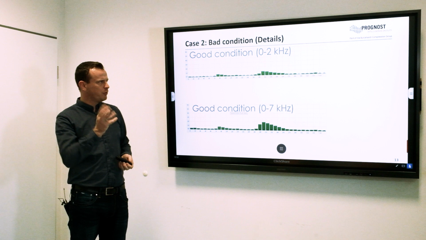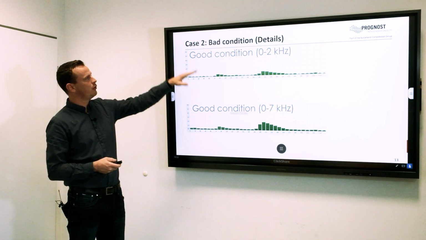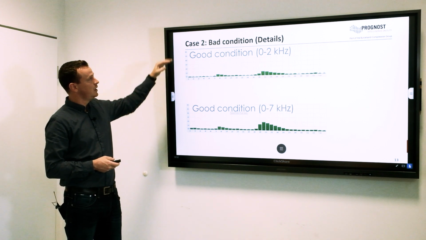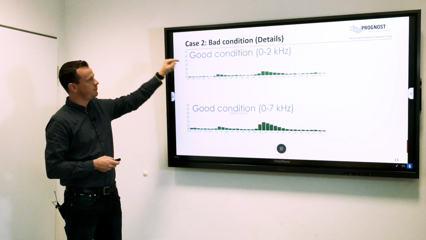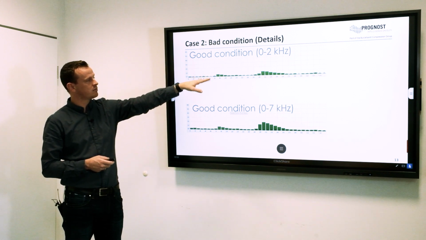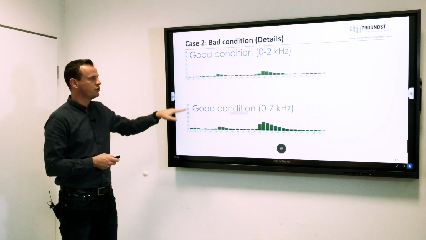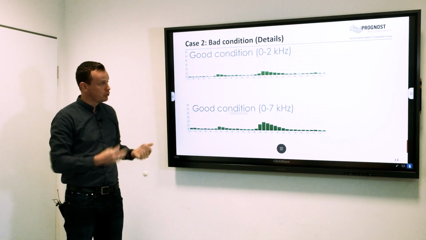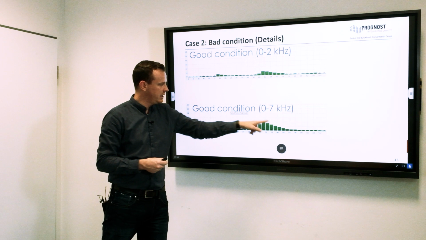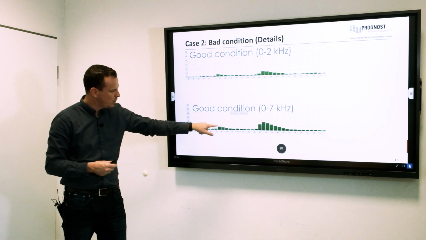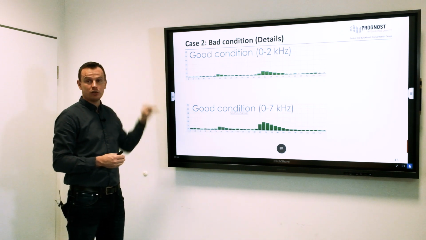Let's have a look at a different view, because we can do it from the raw data as well as the segmented signal. So we see here the good condition with the filter from 0 to 2 kHz. Some higher areas are there, some lower areas are there. And the good condition, if we take the complete range, looks already different. Some higher areas are there, and here as well a little bit. But in principle, both are good.